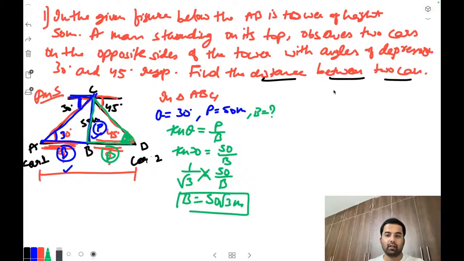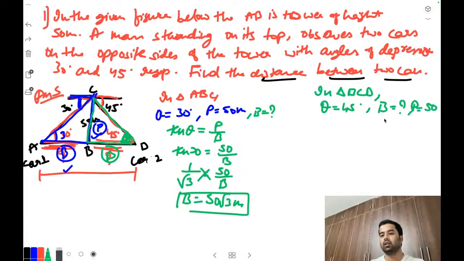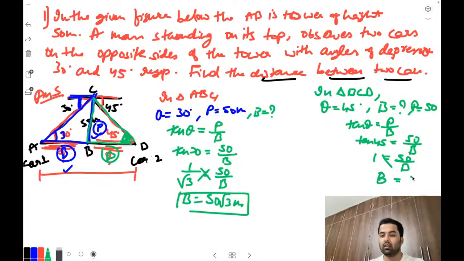Now let me write the different triangle. In triangle BCD, we know that theta is 45. Base we have to find out, and P is 50 meter. Again the same formula application. Tan theta equal to P by B. Tan 45 is equal to 50 upon base. Tan 45 is 1. 50 by B, cross multiply. Base value will be 50 only.